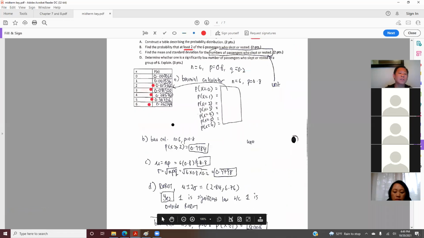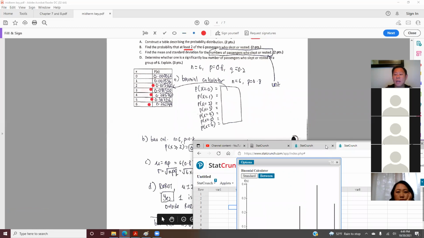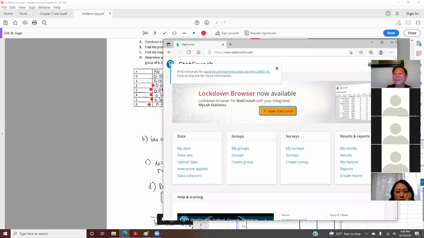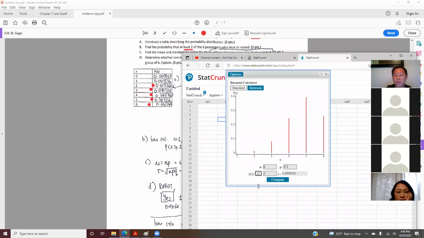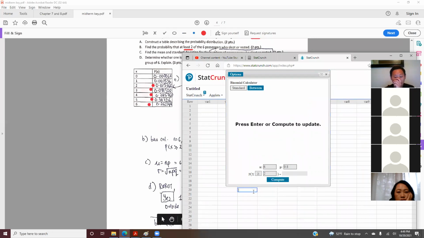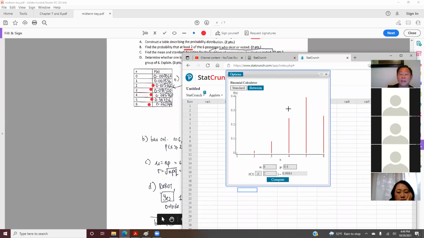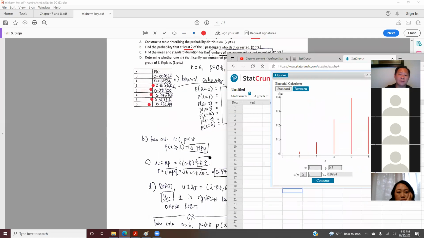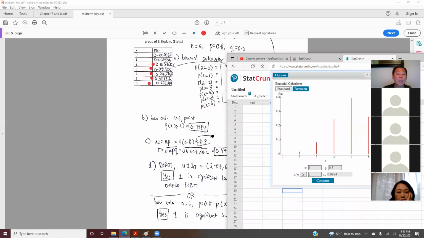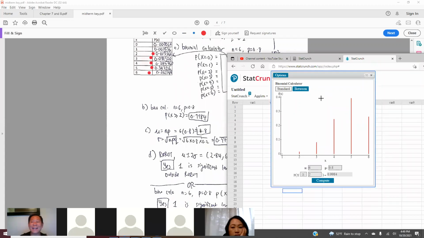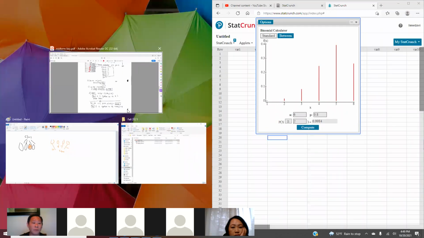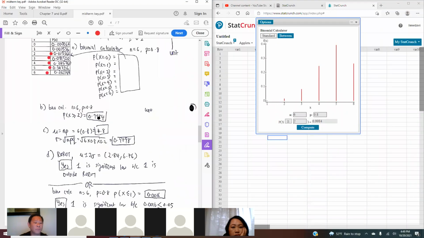Otherwise, if you do not want to add these probabilities, you can use your StatCrunch, and you just need to change this to greater than or equals to 2. This is the meaning of at least 2, and you still get 0.9984. So no matter what you do, you still end up with this number. Some of you round, some of you get 0.998 or 0.999, which is fine. If you round something, your answer will be very close to this one.